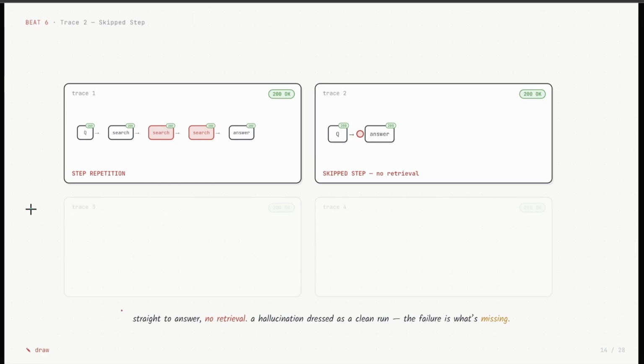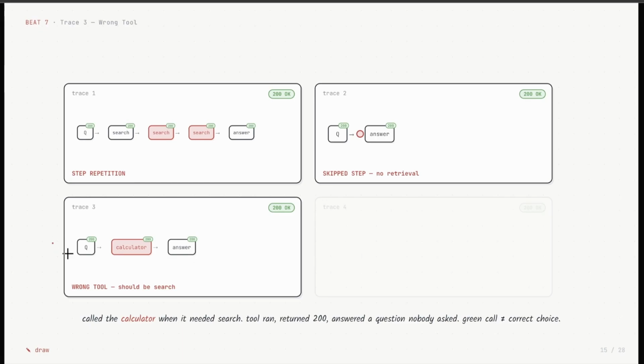If you look at trace number 2, excuse me, this is worse and quieter. As you can see, you have question and then you go straight to answer. So there is no search at all. The agent here skipped the one mandatory step, which is retrieval, the step that should have been here, and gave you an answer from nothing. So the failure isn't what it did, it's what's missing. And of course, your monitoring has no concept of a step that should have happened. And as you can see, we still get the HTTP status code 200.